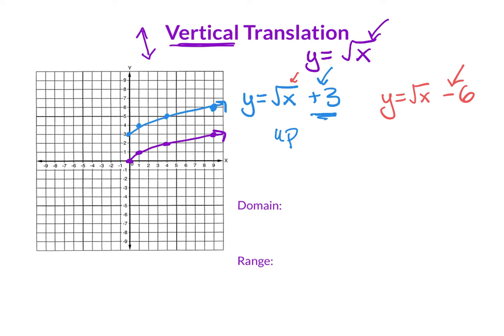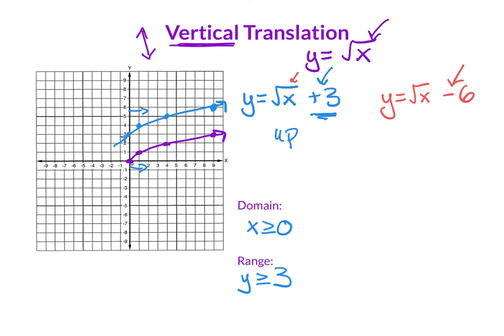So the domain, so those are the x values. Notice how when you do a vertical translation, the x values stay the same. It's all x values greater than or equal to 0. But the y values change. We've moved them. So the smallest y value is 3. So y must be greater than or equal to 3.